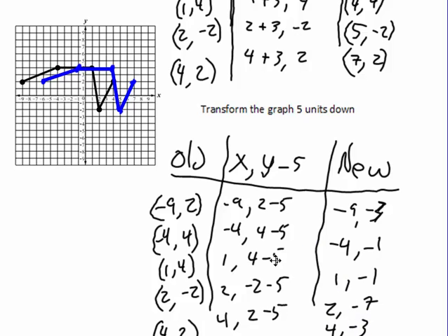So now I'm going to use green to plot this one here. My new points are negative 9, negative 3. So negative 9, I know 1, 2, and 3. Then negative 4, negative 1 is this one right here. 1, negative 1 is this one right here. 2, negative 7. Well, negative 7 is way down there. And 4, negative 3. 1, 2, 3, 4, negative 3 is this one right here.